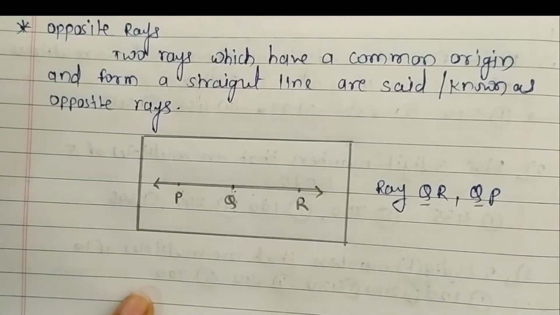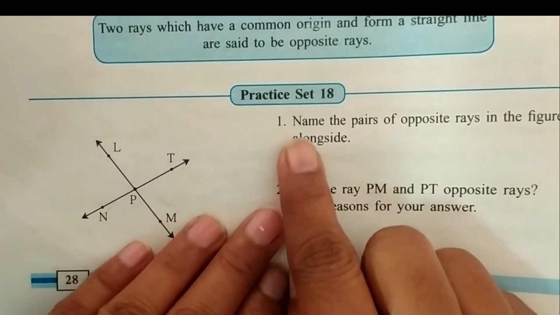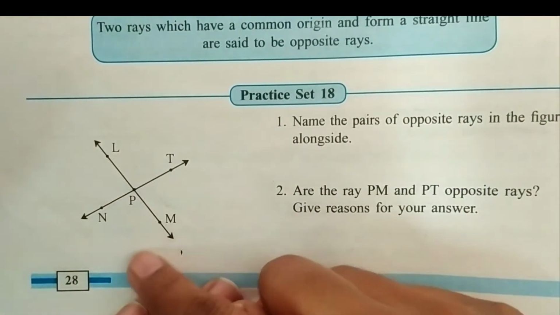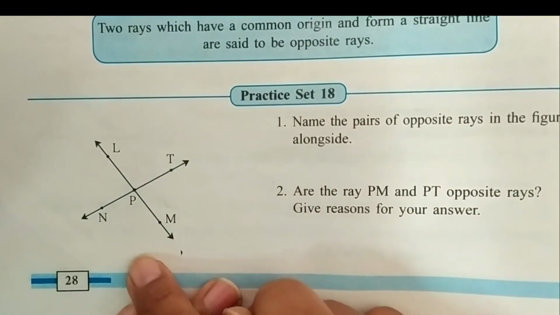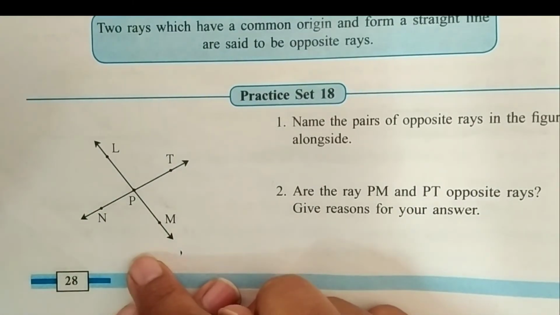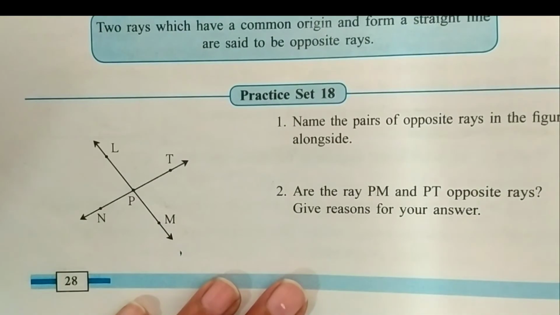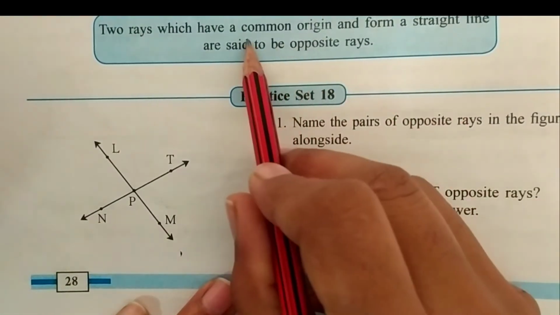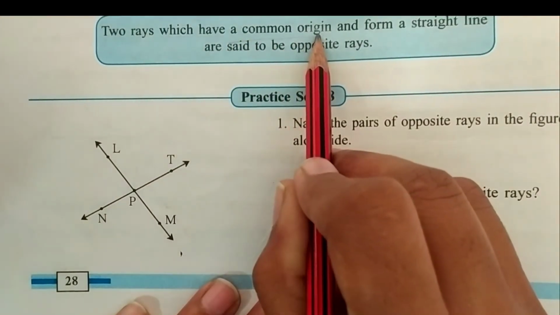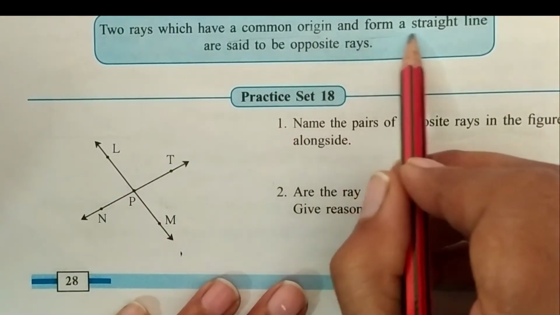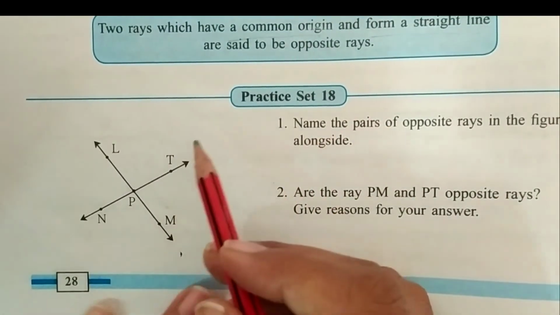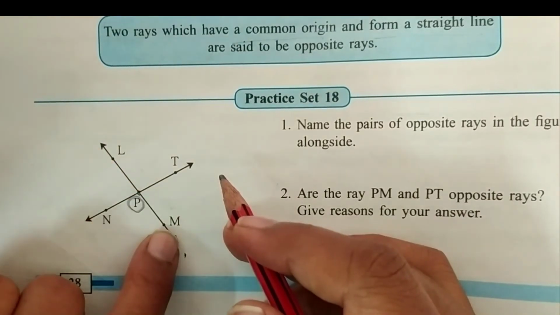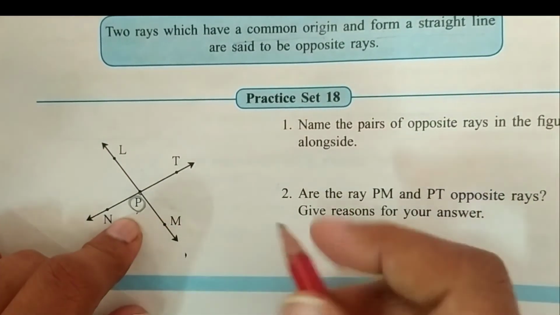Now let's solve our practice set. First question is: name the pairs of opposite rays in the figure alongside. Here a figure is given and we have to write the names of opposite rays from that figure. So the condition for opposite rays: it has a common origin. This is the first condition and it forms a straight line. So look here. This is the straight line. P is the common origin here.